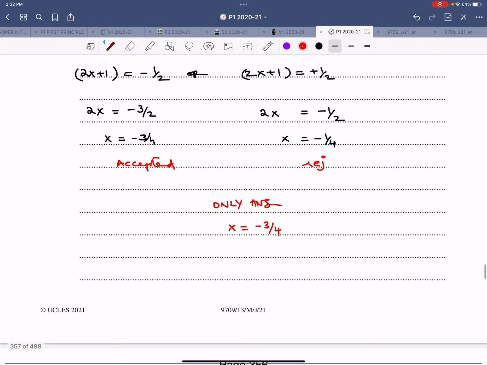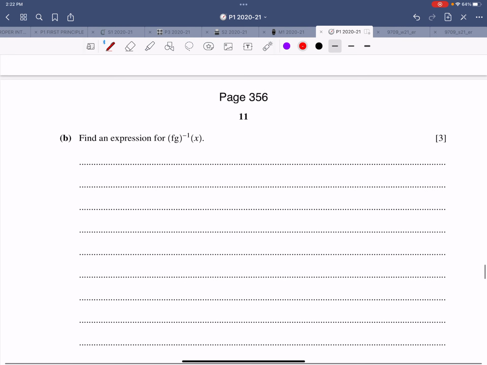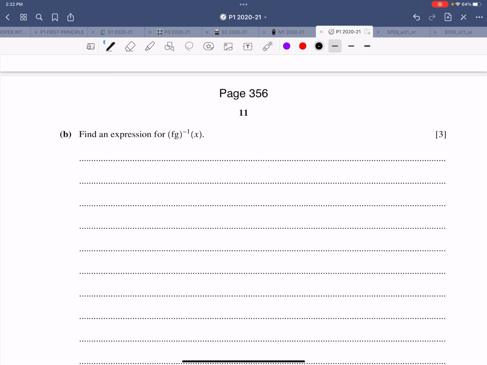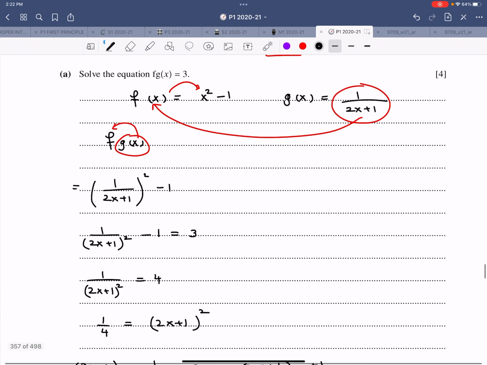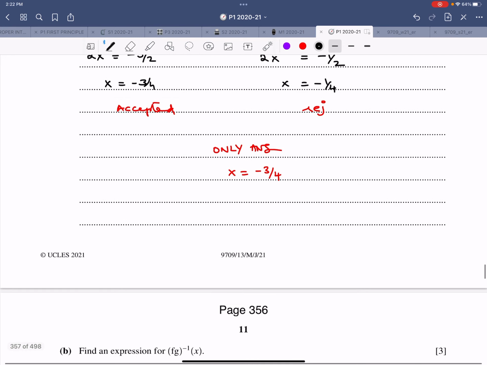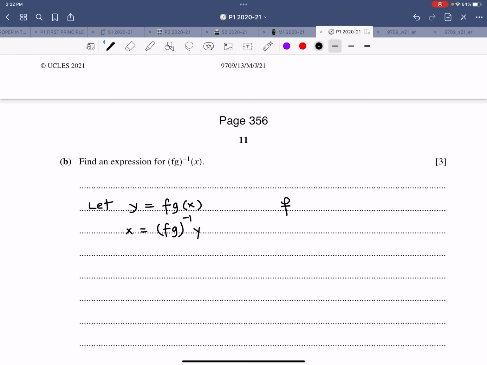Let's move to the next thing. Find an expression for fg inverse x. Let's write the traditional statement. Let y equal f of g. Therefore, x is fg inverse of y. y is f of x, x is f inverse of y. So instead of f, it's fg, the whole thing inverse. Now, do we have the expression for fg? Yes, 1 over 2x plus 1 whole squared minus 1. So fg(x) is y.